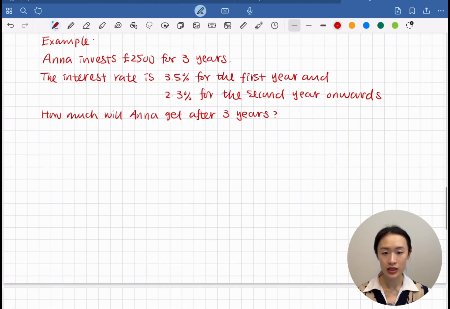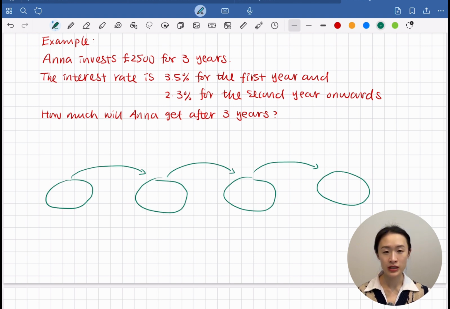So the first question: Anna is going to invest £2,500 for 3 years. Now the interest rate is different. It's 3.5% for the first year and 2.5% for the second year and onwards. Now the question is, how much will Anna get after 3 years? There are more than two circles involved because there are 3 years. First, it's being increased by 3.5%. So then that means I have 103.5% in the end. So the scale factor is 1.035.